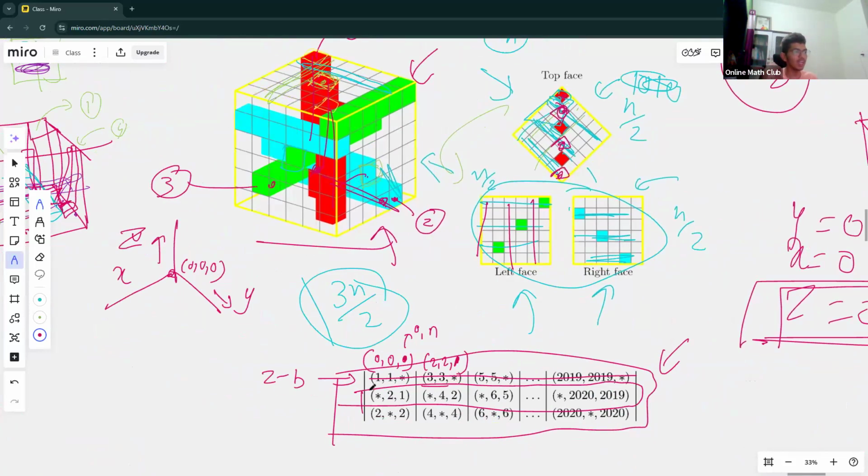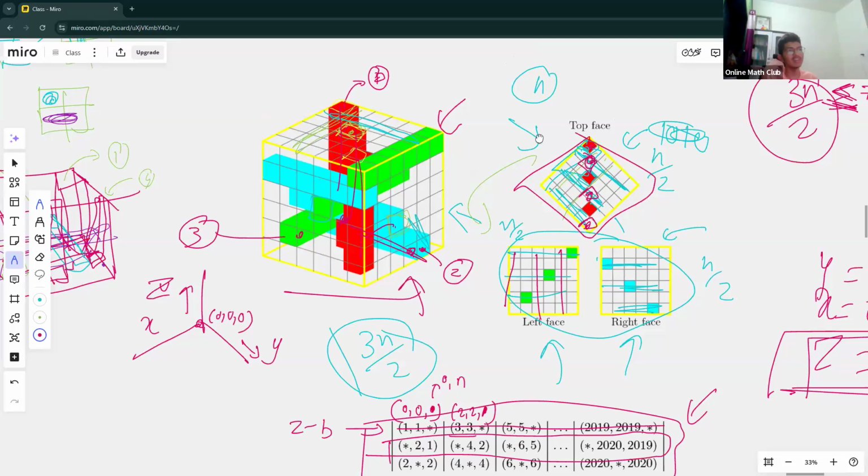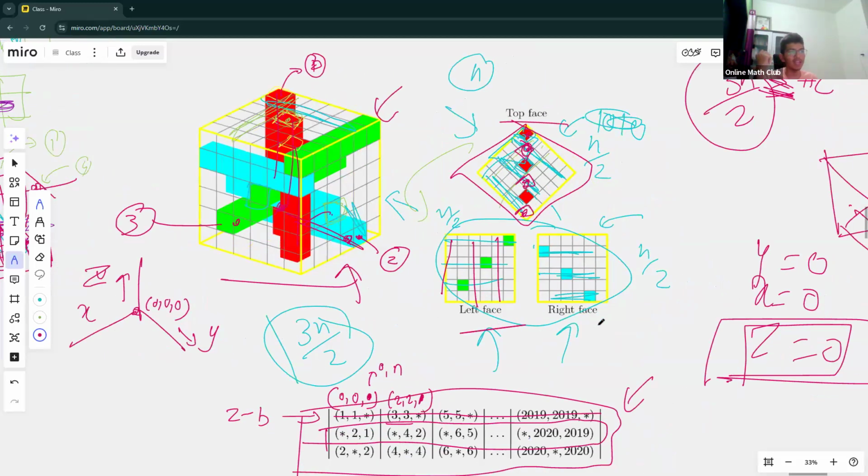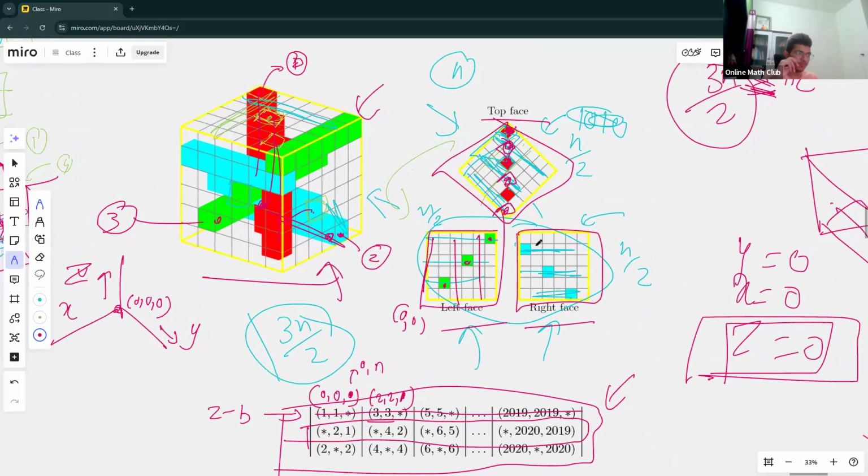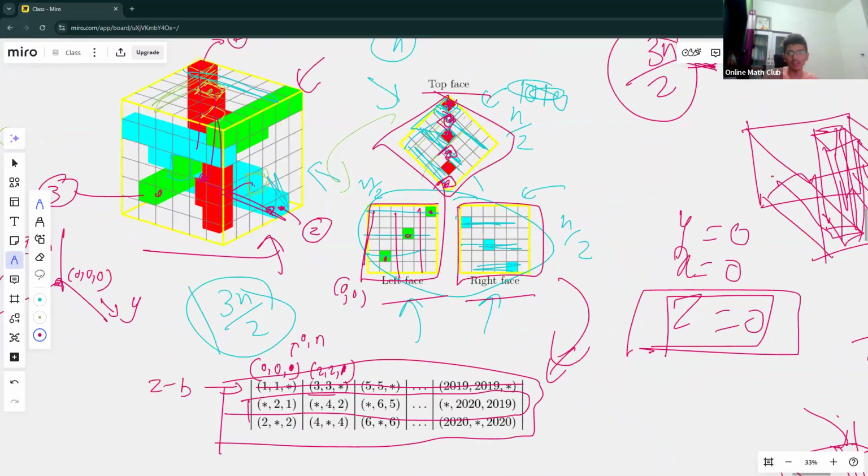You can write 1 comma 1, or you can just consider this top left and right faces and then say okay, this 1 comma 1 is covered, 3 comma 3 covered, 5 comma 5. Suppose this is 0 comma 0, then 1 comma 1, 3 comma 3, 5 comma 5. This is basically what we are saying.